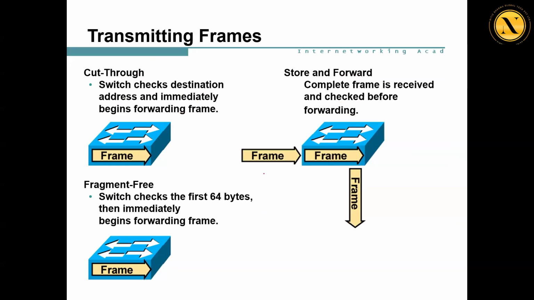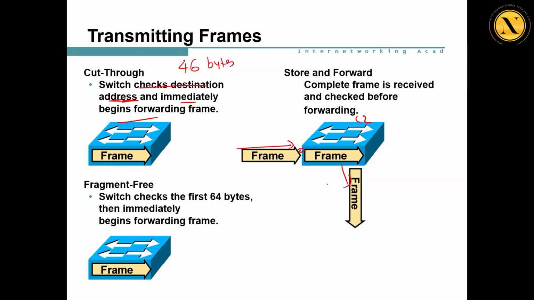Okay. So whenever a switch receives data or a frame on a switch port, it's a layer 2 switch, presumably, right? So it checks the destination MAC address, obviously, and immediately begins forwarding it. So it is going to check only the first 46 bytes, right? Whether error or no error, it will forward it.